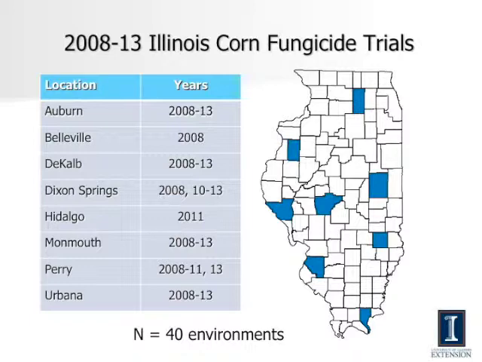But you can see up on the map all the different locations in which we have tested foliar fungicides on corn, and then the different years that we've tested these fungicides at the different locations. So if you look at the number of years along with the number of locations, we come up with 40 different environments here in which my program has evaluated foliar fungicides.